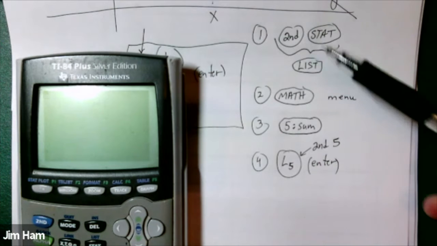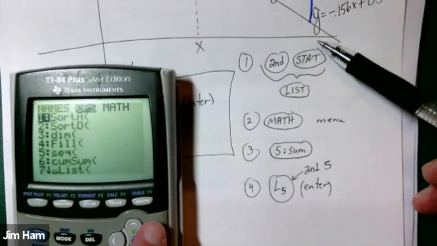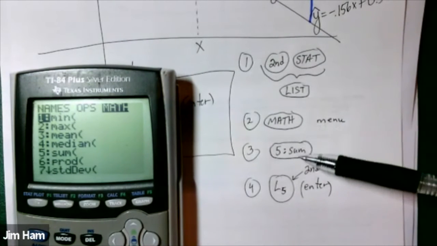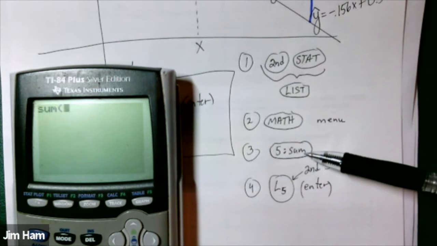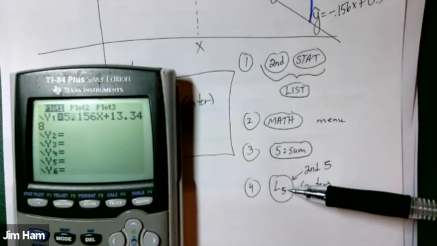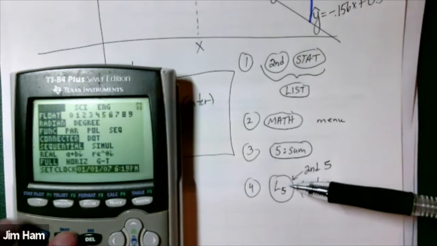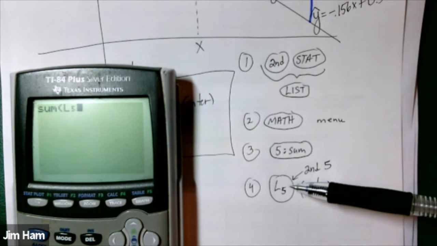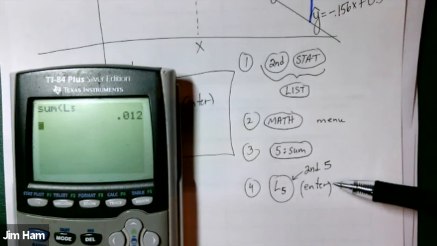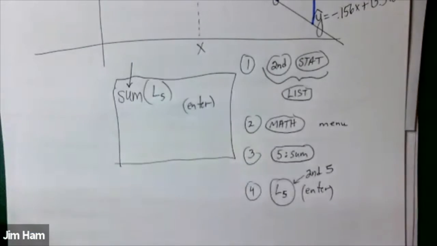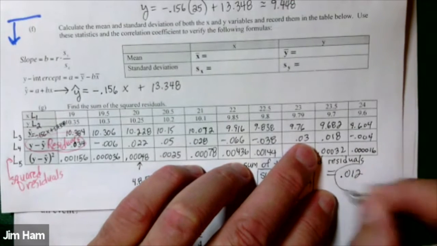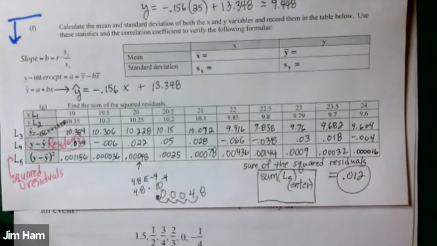So second, stat, go over to the math menu, select number 5, sum, goes to your home screen, and then type in second, and then the number 5. And then hit enter, and you get the sum of the squared residuals adds up to 0.012. So in that problem where they ask you for the sum of the squared residuals, this is how you would need to do it. You could do it by brute force. It's just going to take you a lot longer. If you know the calculator functions, it does it pretty quickly for you.